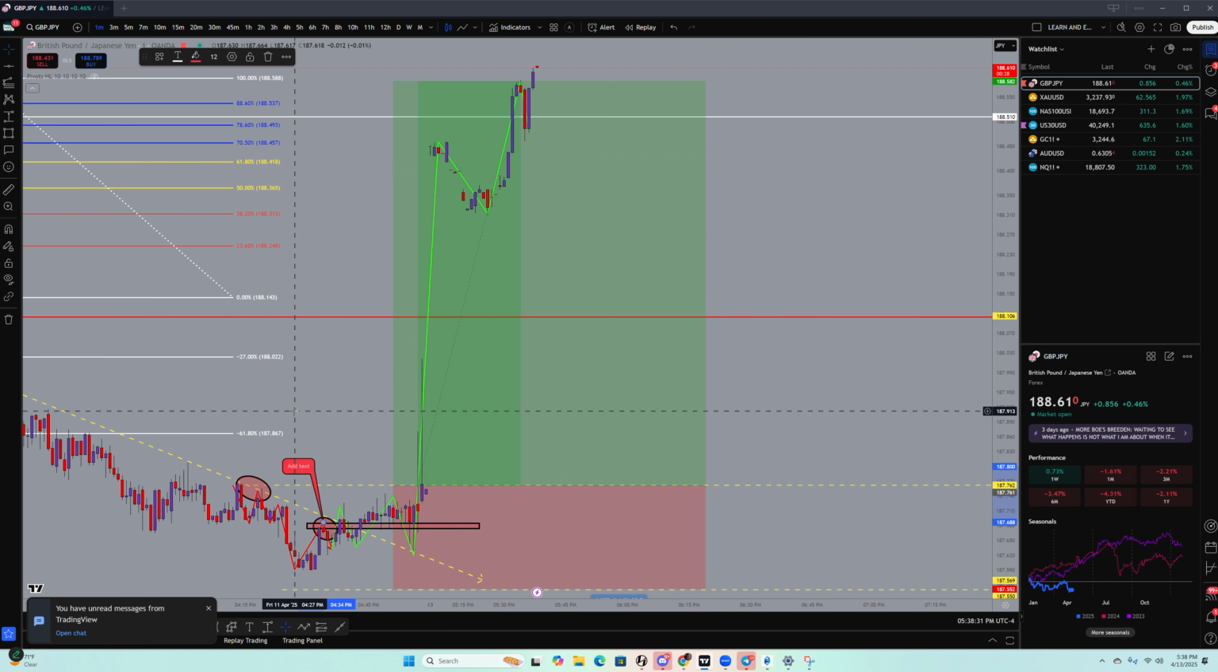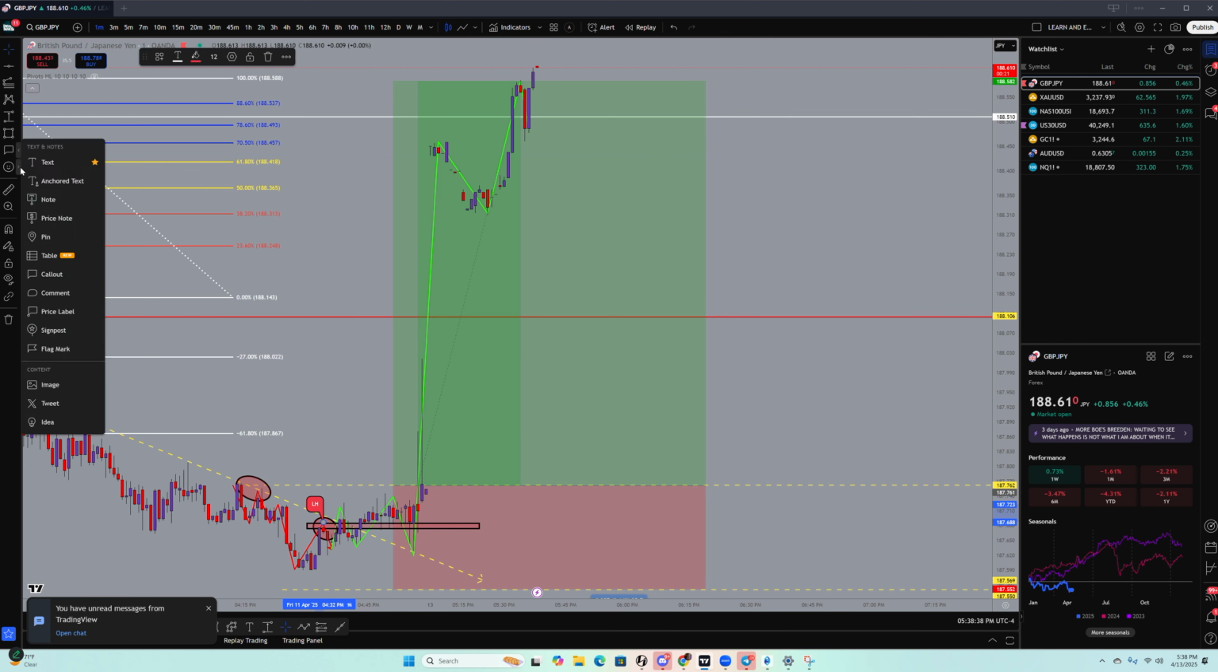So you'll see me label this area HL, because I know that this is a higher low, and then I'll put it right here, and obviously higher high. I use this for labeling purposes.